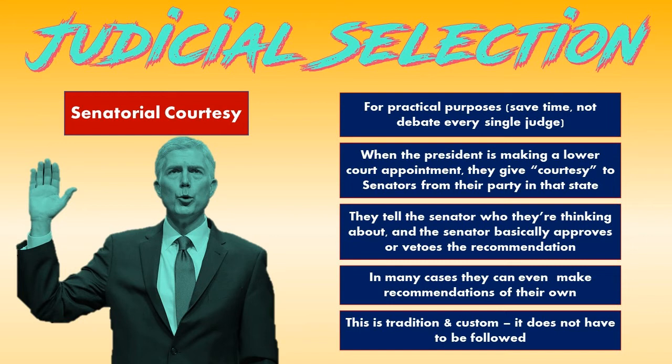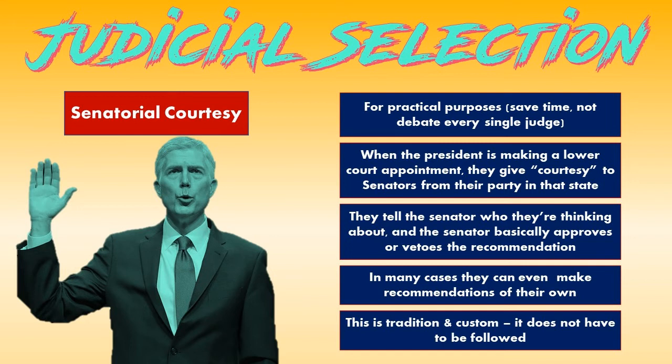So the president's making an appointment. He's going to give a courtesy to the senators from his party in that state. So senatorial courtesy means the president's going to check with the senator to see what they think. The president tells the senator who they're thinking about, and the senator basically gets to approve or veto the president's suggestion. So the president says, hey, I've got an idea, I think I'm going to nominate this person to the court in your state. And the senator could say, no, that's terrible, you can't do that. Or the senator would say, that's great. And then the whole Senate is going to vote that way.